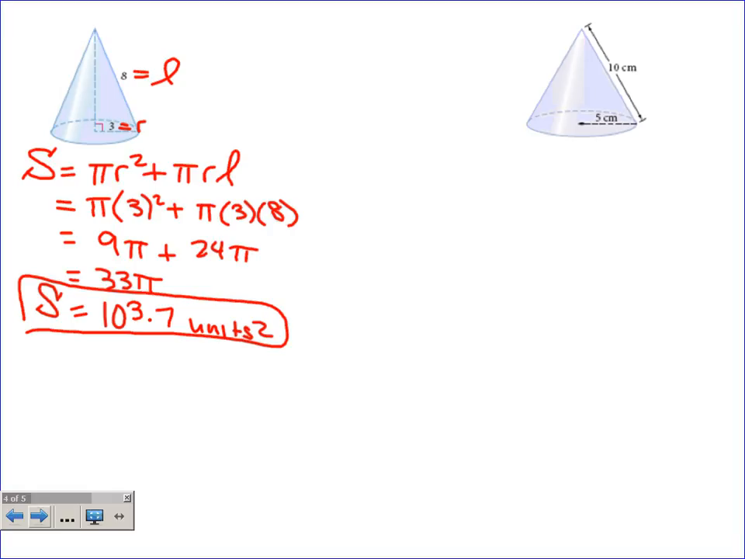Claire, help us out with the next one. What's our R? R is 5. What's our L? 10. Excellent. Substitute for us. What do we have?